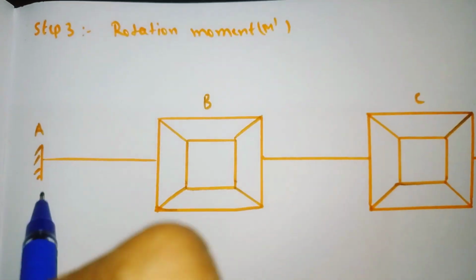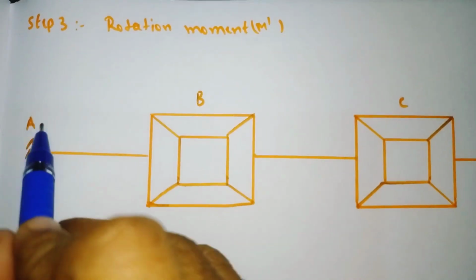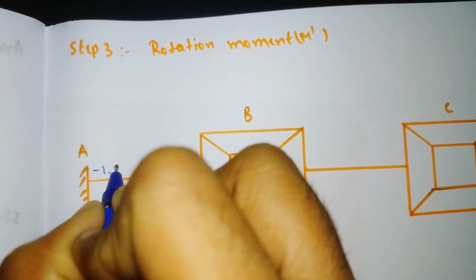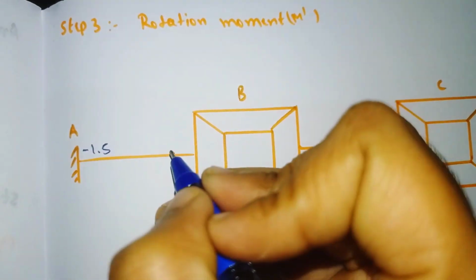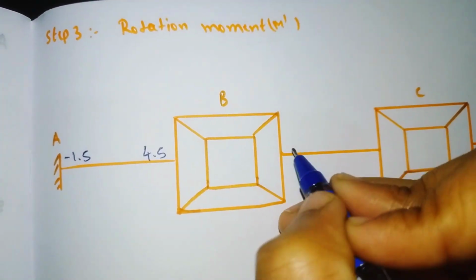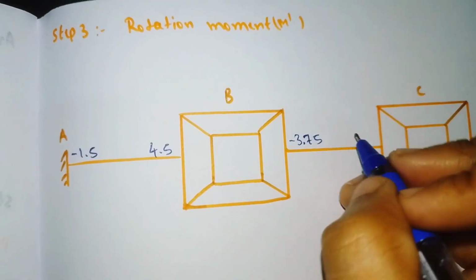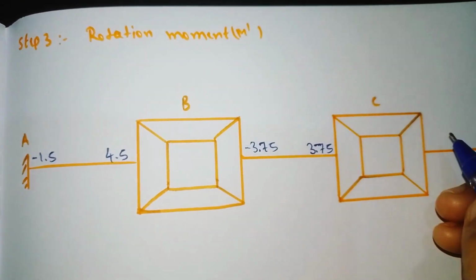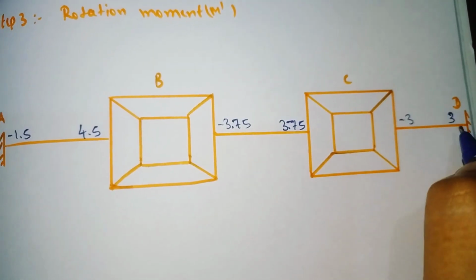So now the first thing we have to do is write down all the fixed moments here. The fixed moment of AB we got was minus 1.5, and the fixed moment for BA we got was 4.5. Write it here. And for BC we got minus 3.75. For CB we got 3.75. For CD we got minus 3 and for DC we got plus 3.